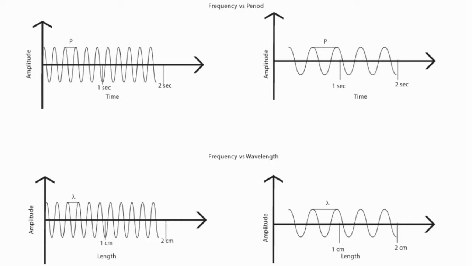Okay, so we just figured out two important formulas. Frequency is equal to 1 over period, and wavelength is equal to velocity of sound in the tissue over the frequency. First of all, you must remember those two formulas. They will be on the board exam for sure.